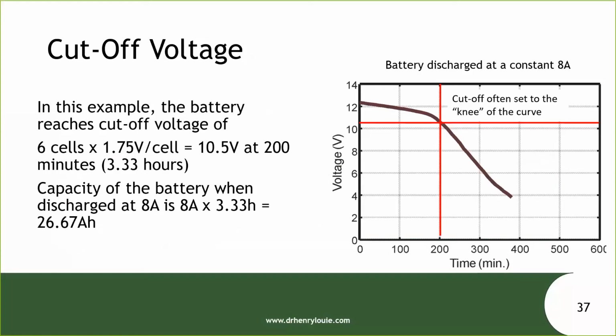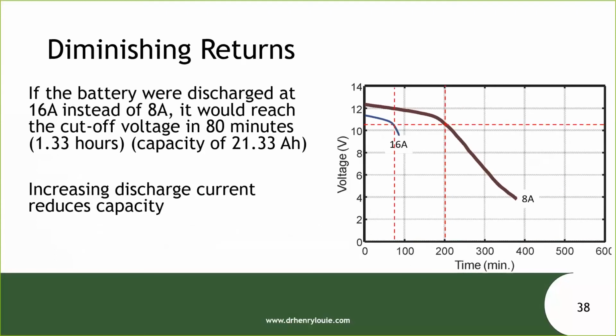The manufacturer would report a value like that, and we'd understand that it means it can provide 8 amps for 3 1/3 hours. Now, an interesting and maybe frustrating characteristic of batteries is that they are, again, nonlinear.